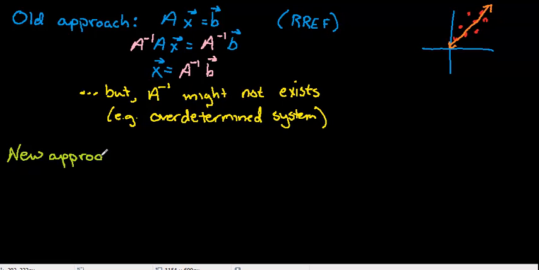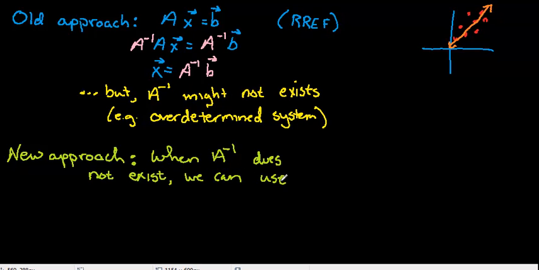Okay, so our new approach that we're going to use, instead of multiplying on the left by this thing called the inverse, we're going to use the pseudo inverse. So when A inverse does not exist, we can use the pseudo inverse. Let me spell that right. I'm about to make a typo there, but we'll correct that. The pseudo inverse. Okay, let me define what is the pseudo inverse right now, and then we will use it.